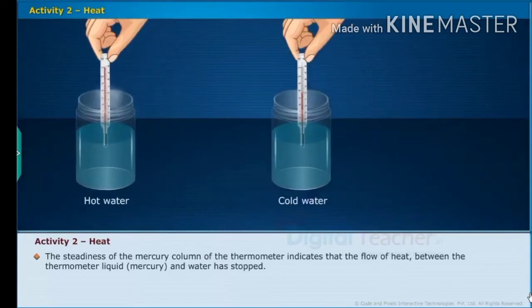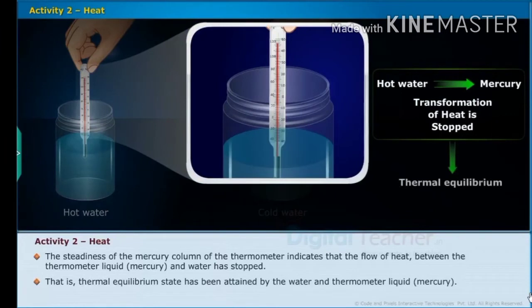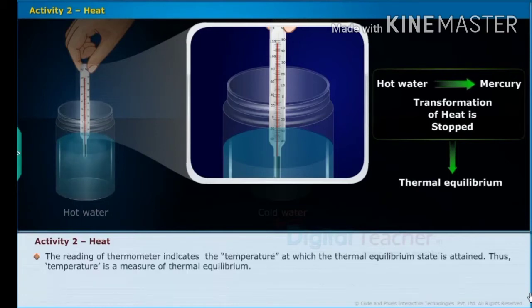The steadiness of the mercury column of the thermometer indicates that the flow of heat between the thermometer liquid, mercury, and water has stopped. That is, the thermal equilibrium state has been attained by the water and the thermometer liquid mercury. The reading of the thermometer indicates the temperature at which the thermal equilibrium state is attained. Thus, temperature is a measure of thermal equilibrium.